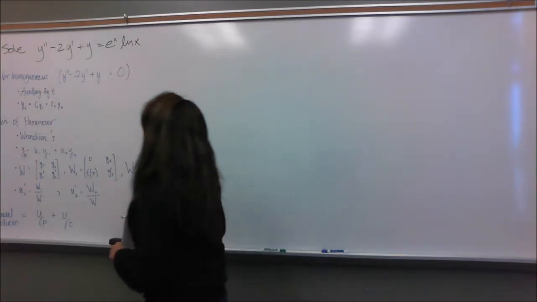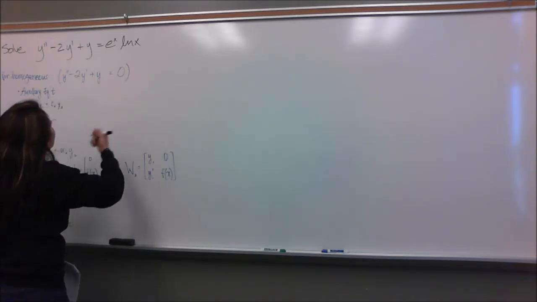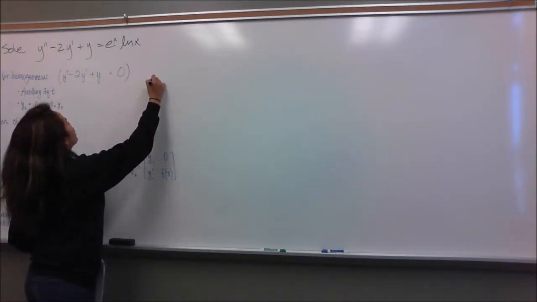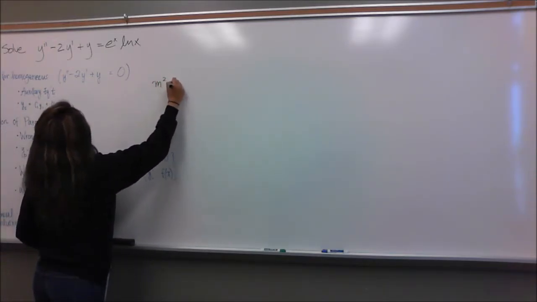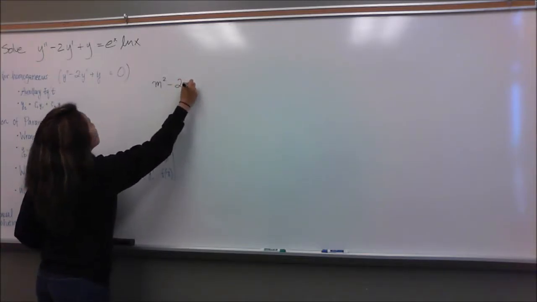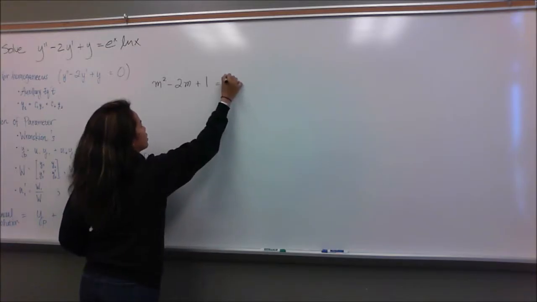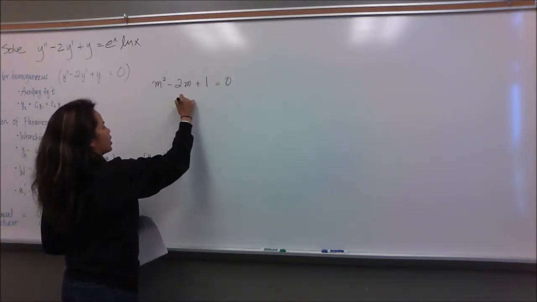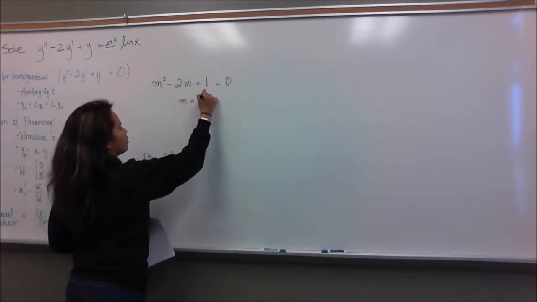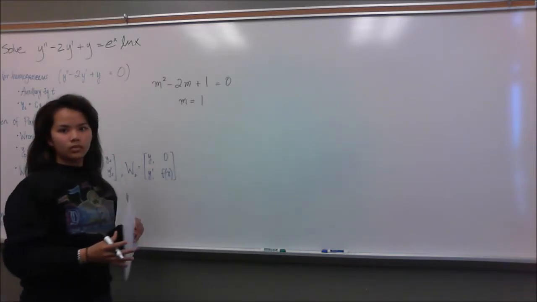And using the auxiliary equation, we're gonna get m squared minus 2m plus the y there is just gonna be 1 equals 0. And in solving for that, we're gonna get a repeated root of m equals 1.